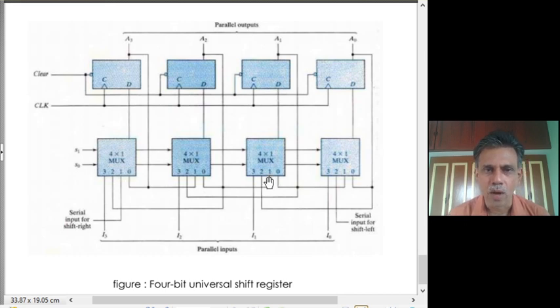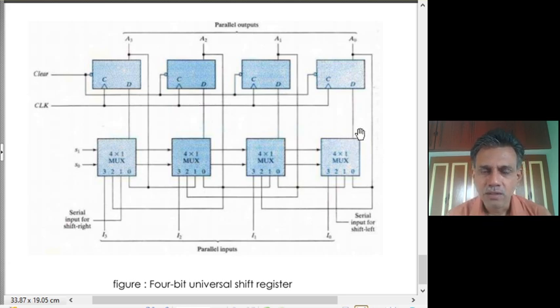Whereas for the case of the one input, we should shift right. So for all the one inputs, they get the bit from the previous flip-flop on its left side. A1 goes to the one input of A0. A2 goes to the I1 input of the mux connected to A1. A3 goes to the one input of the mux connected to A2, and so on.